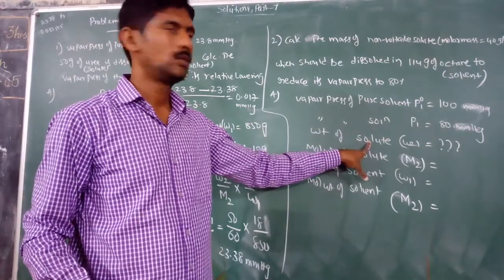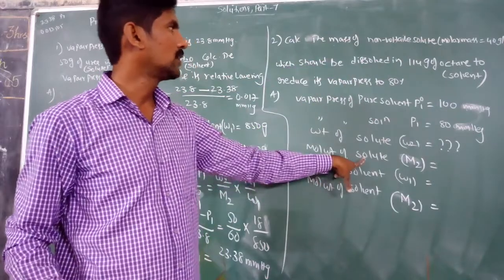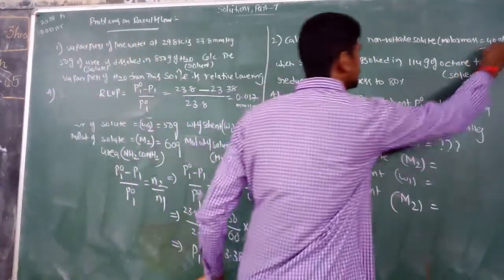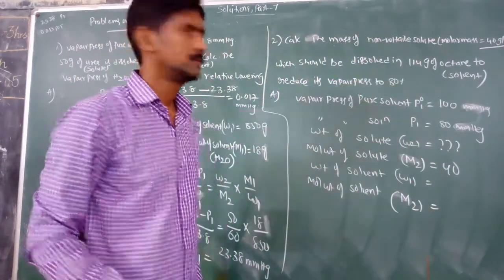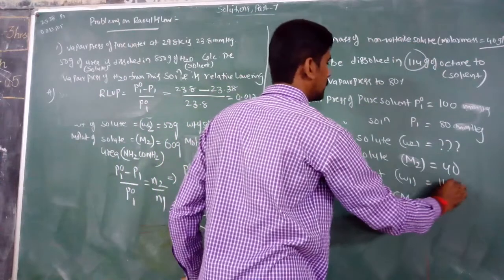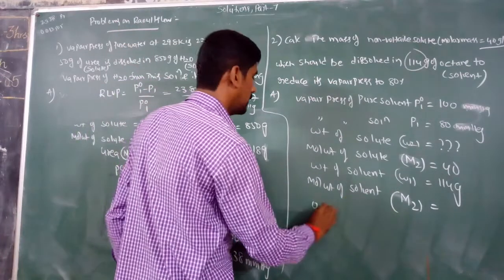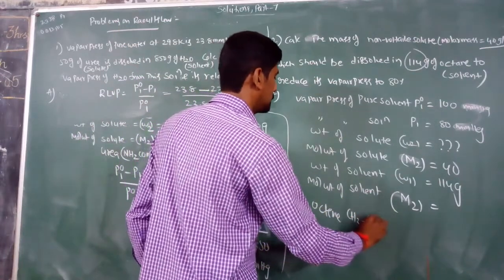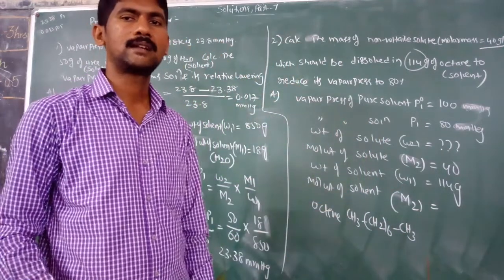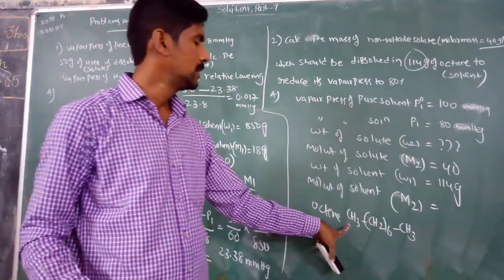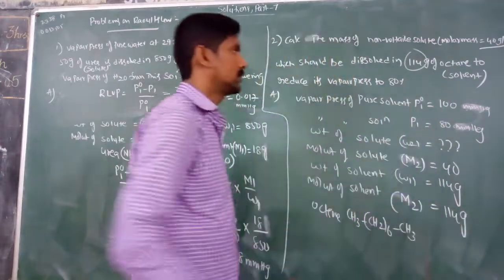We have to find the weight of solute, the mass of non-volatile solute. The molecular weight of solute is given in the brackets as 40. What is the weight of solvent? Solvent is octane, and the weight is 114 grams. What is the molecular weight of solvent? Octane formula is CH3, CH2 six times, CH3. Oct means 8 carbons, alkane, octane. So the molecular weight of solvent is also 114.